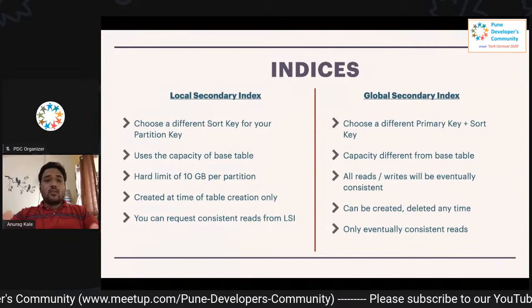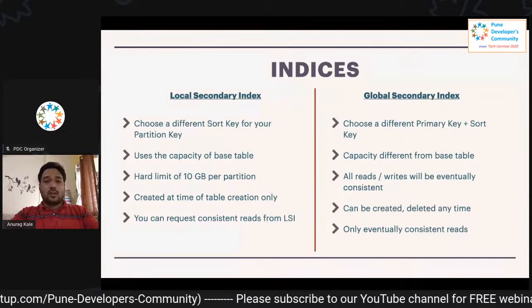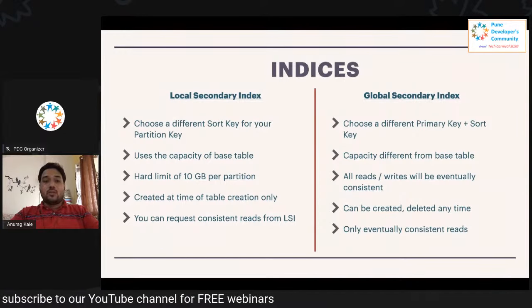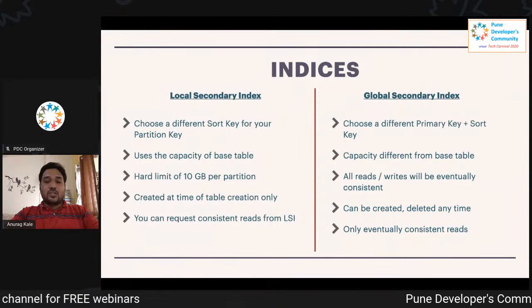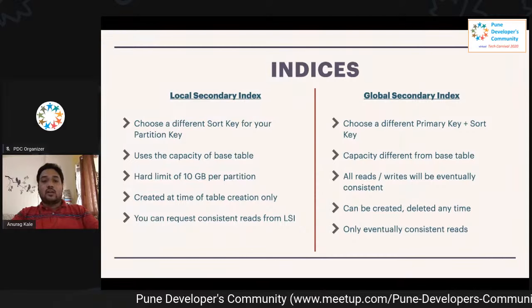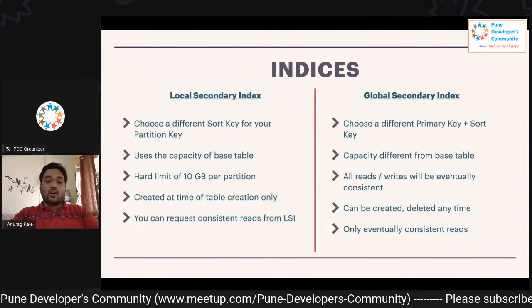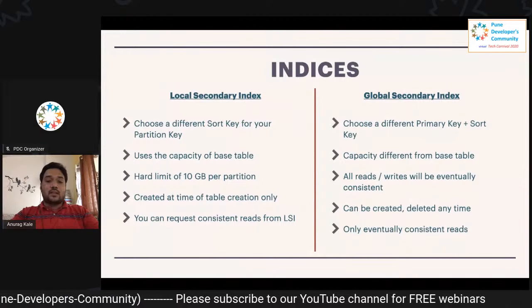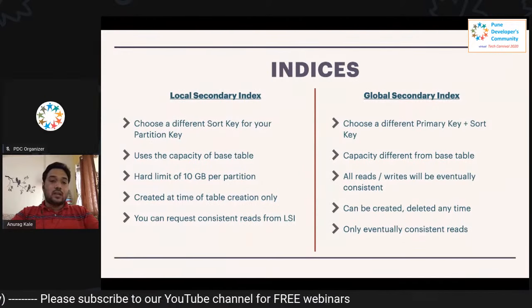One good thing about local secondary index, not everything would be bad: you can request consistent reads from LSI. Remember I mentioned that there is a parameter called consistent reads. With that, you can request consistent reads from LSI. This is something that is not possible in the global secondary index.